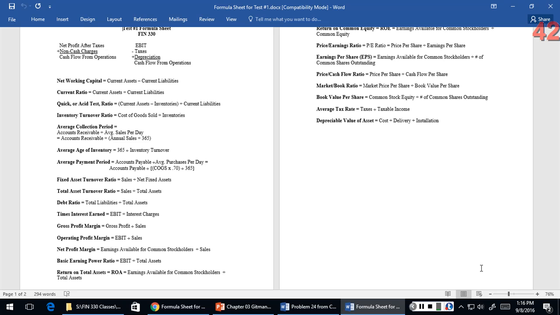Wait, divide it by the number of common shares outstanding. That's what I did. I got 19. Okay, that's right. So that's the book value per share, divided by the number of outstanding shares. Yes.